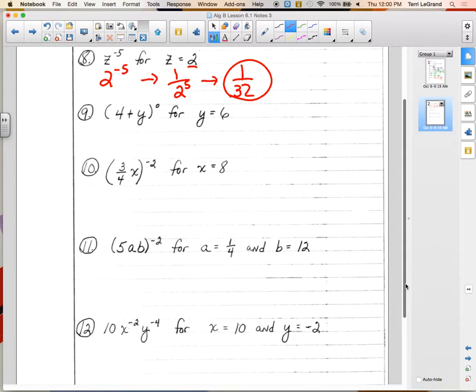Okay, 4 plus y in parentheses to the 0 power. What do they want y to be? They want it to be 6. Okay, 4 plus 6 to the 0 power. 4 plus 6 is 10. We're following order of operations, 10 to the 0 power. That is 1.